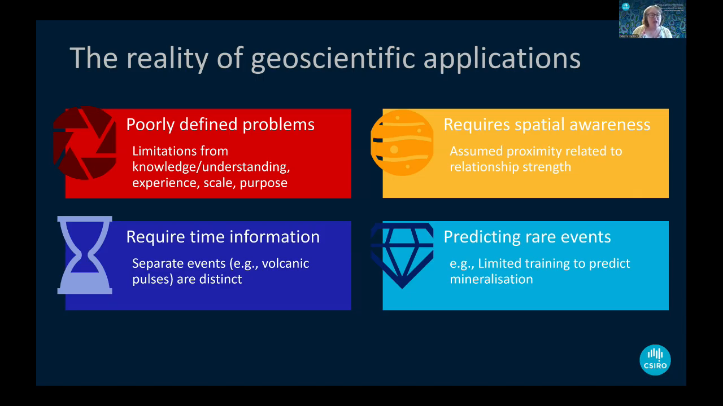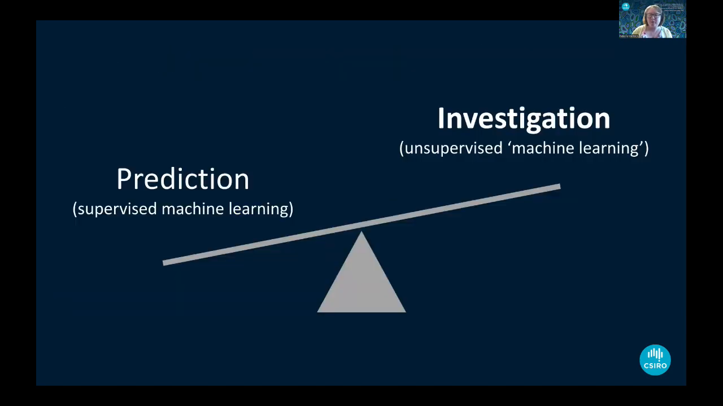It requires spatial awareness, which again has to be encoded, and it has to be encoded smartly, but it can be quite powerful. And then finally, predicting rare events. If you think volumetrically of the entire continent, how many world-class tier 1 deposits are in that volume? Probably pretty few, but you definitely really want to find those. So trying to predict those rare events can be a challenge. So not to scare you off, there, like I said, there's ways around it.